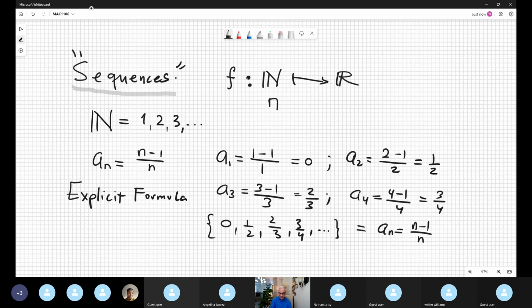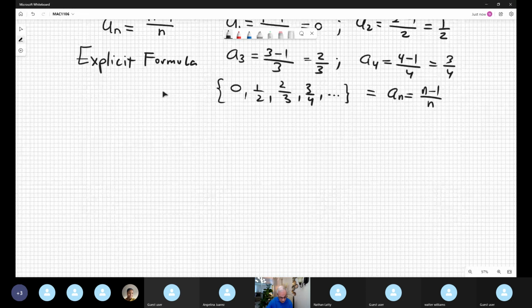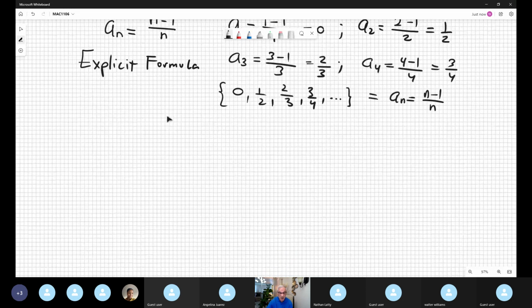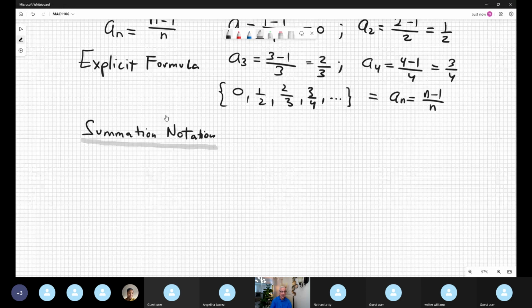Cool? Easy. However, sometimes it's useful to have the summation of the sequence. So we're now using summation notation. Summation notation, guys, is super important in calculus. And to represent summation notation, we need the sequence, of course.